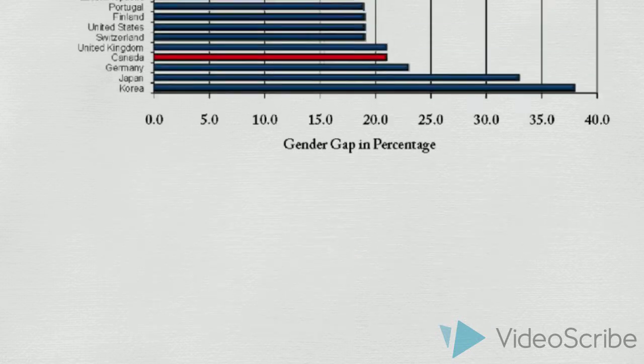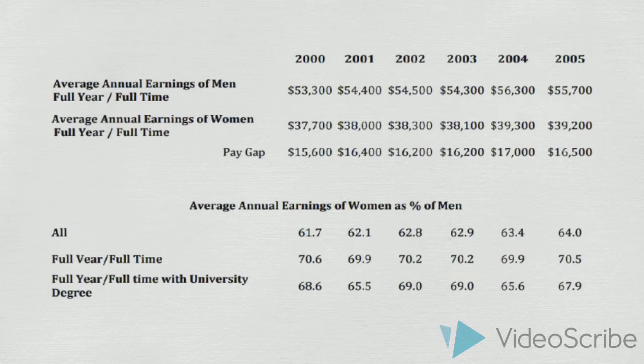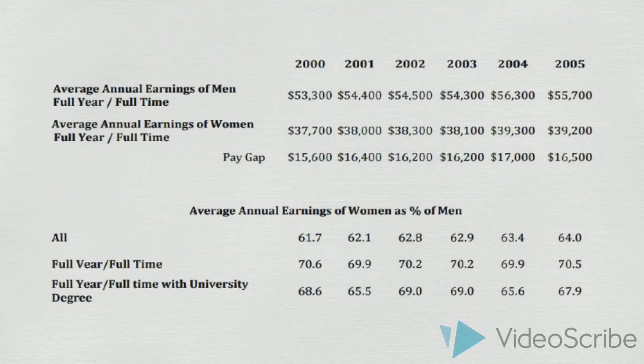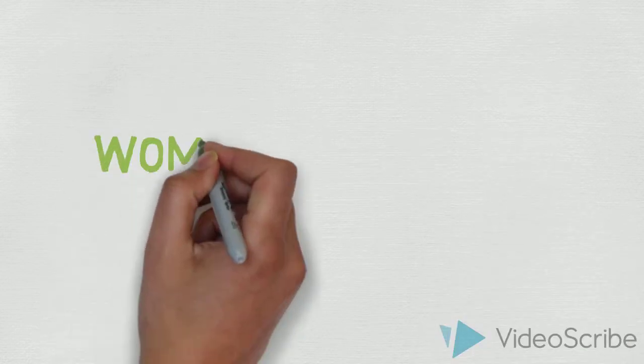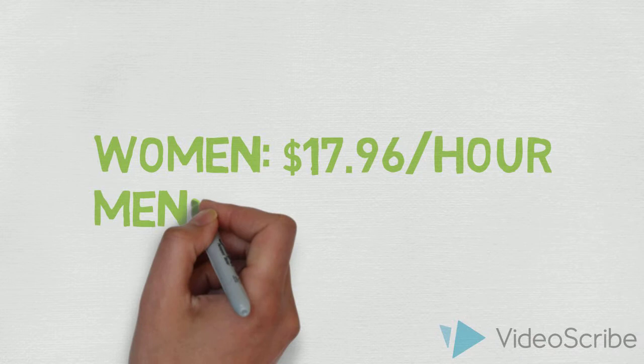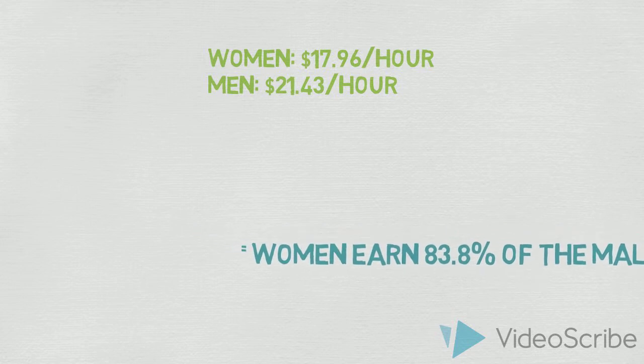The next major topic to discuss is the wage gap between males and females. Among other developed nations, Canada has one of the greatest gaps in gender earnings. As you can see in the graph, Canada ranks 19th of 22 in terms of wage gap reductions. Also, in this chart taken from Statistics Canada, you can see that the average annual earning of women is considerably less than men. Women earn only about 60% of what men earn annually. This wage gap persists even when hourly wages are compared. Women earn an average of $17.96, whereas men earn $21.43 an hour, meaning that women earn 83.8% of the male hourly wage.